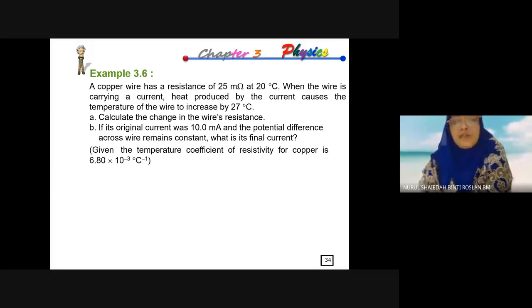Okey, kita tengok pada contoh soalan. A couple of wire dia bagi resistance. So ini R. Ini temperature. When the wire carrying conductor, a heat is produced by the current causes the temperature increase by. So ini delta T lah sebab by, bukan to. Kalau to, T final. Calculate the change in resistance. So dia suruh cari delta R.